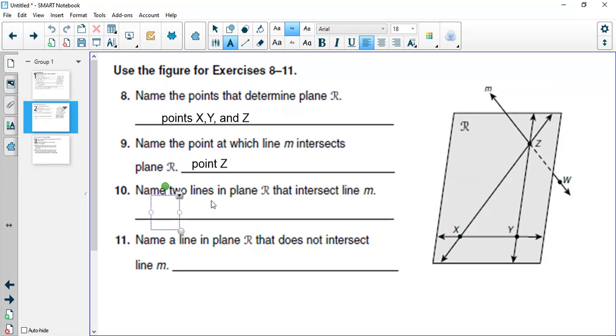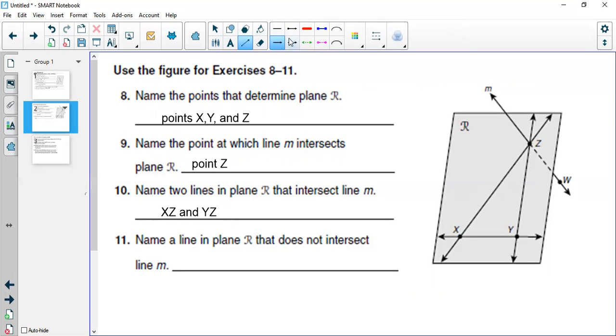Number 10, name two lines in plane R that intersect line M. So how many lines do we have in plane R? We have line XY, we have this line, okay, and also we have this line. So they want you to write two lines in plane R that intersect line M. So this is line M. Which lines are intersecting line M? This line is intersecting, and also this line is intersecting. What are the names of those lines? It's line XZ, right? These are the 2 points. So this line is intersecting, and also this line is intersecting line M. So let's write it as line XZ and line YZ. And you should not forget to put the symbol.